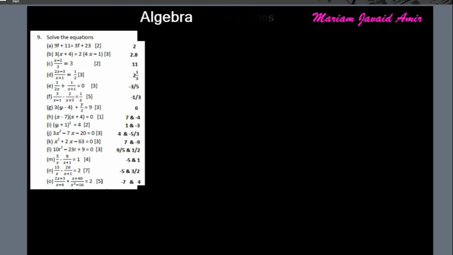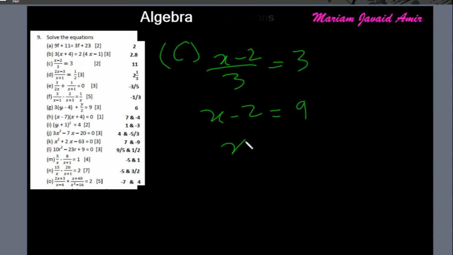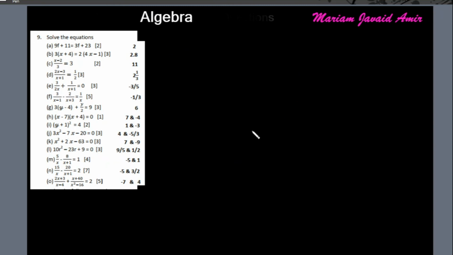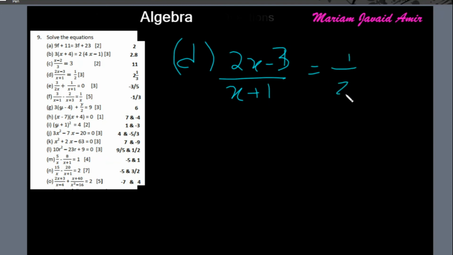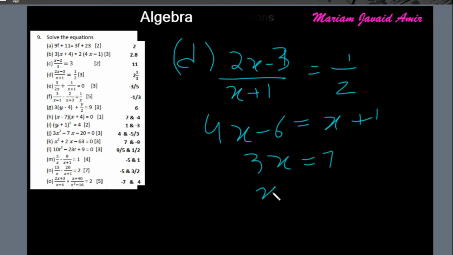Part C is (x minus 2) over 3 equals 3. This becomes x minus 2 equals 9, which becomes x equals 11. Part D is (2x minus 3) over (x plus 1) equals half. Cross multiply. 4x minus 6 equals x plus 1. Then 3x equals 7. Then x equals 7 over 3, which in mixed form is 2 whole 1 by 3.